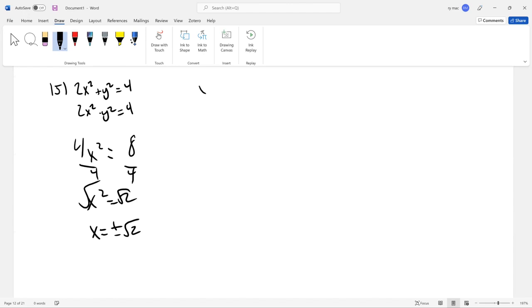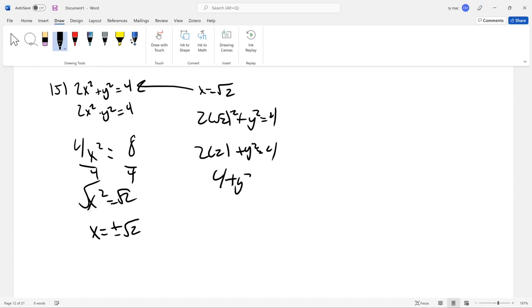So for when x equals the square root of 2, I'll plug it into the top equation. So 2 parentheses square root of 2 squared plus y squared is equal to 4. So that gives me 2 times 2 plus y squared is equal to 4. 4 plus y squared is equal to 4, minus 4, minus 4. Y squared is equal to 0. Taking the square root, I get y is equal to 0.